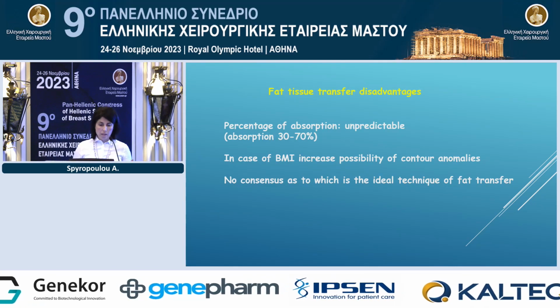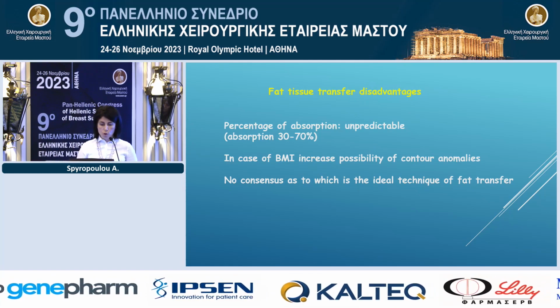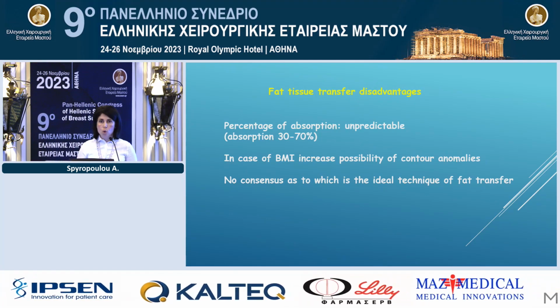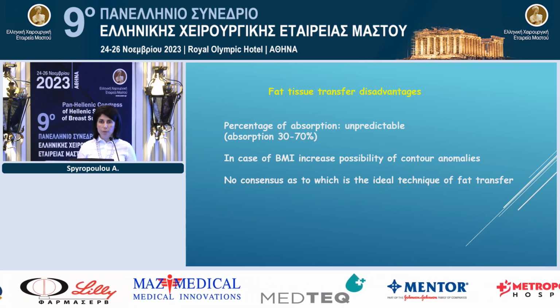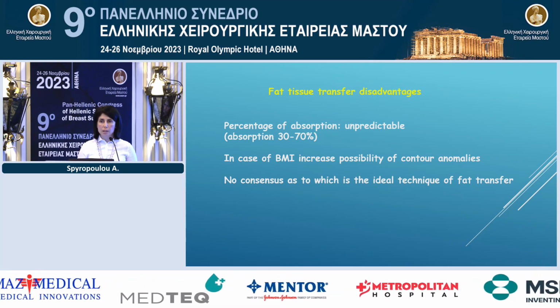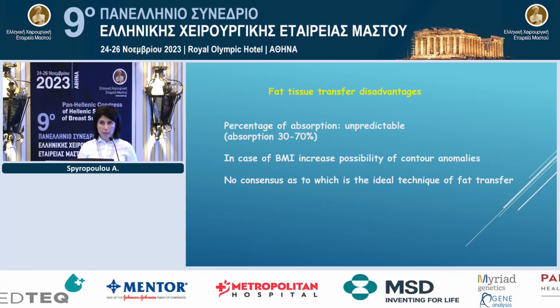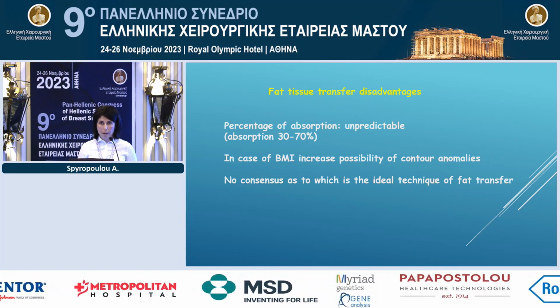What are the disadvantages? The percentage of absorption is unpredictable. So if we take, let's say, 1 liter of fat from a patient, after we centrifuge it, 40% of it will remain, so 400 mLs.